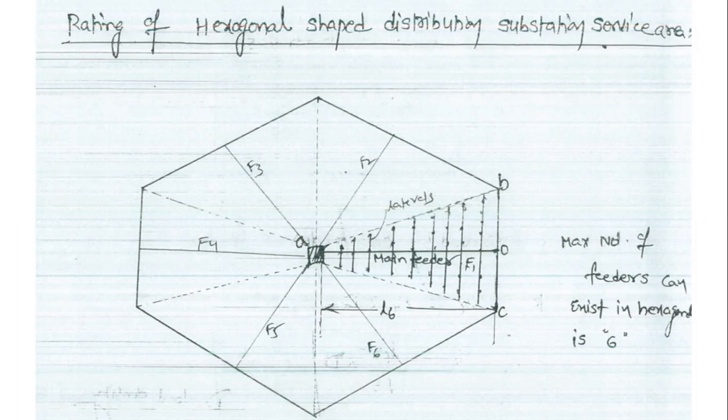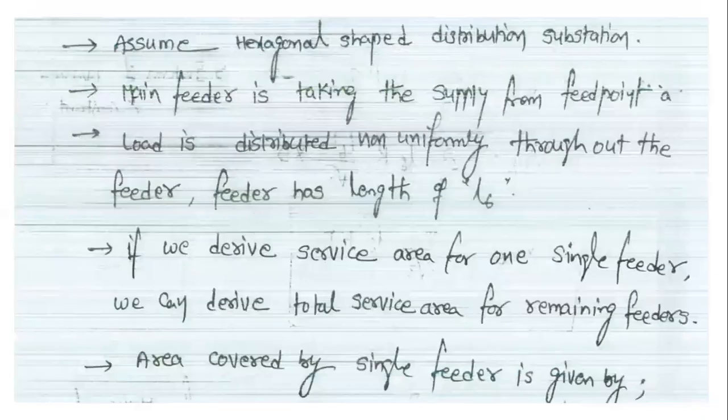First, we consider a small area, the one feeder area, that is the triangle ABC. The length of this we are assuming as L6. These are all the laterals. Laterals means the distributors with different types of loads, where different tappings or distributors are connected. The area covered by a single feeder.